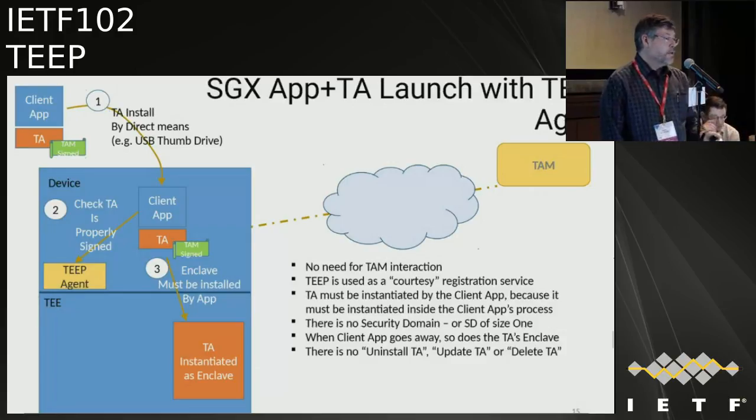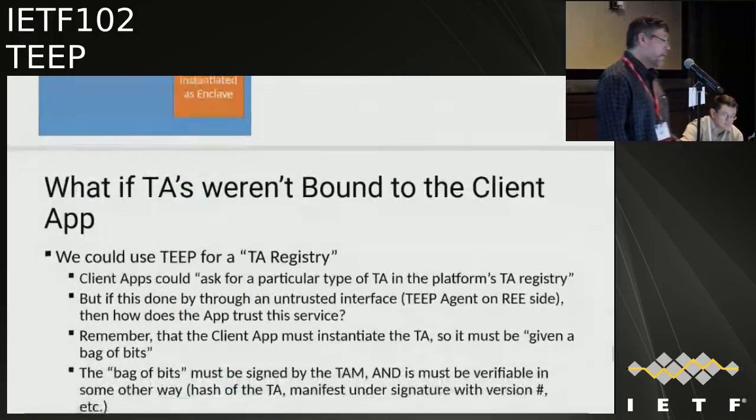The TEEP agent could do sort of a courtesy registration and say, okay, now I know I've got this TA that's running. There's no really security domain. Maybe it's a security domain of one if we choose to look at it that way. When the client app goes away, the TA goes away. If it crashes, the TEEP agent may not even know that it's gone. There isn't really an uninstall or an update or a delete TA because it's very ethereal. It goes along with the client app. So go ahead to the next slide.